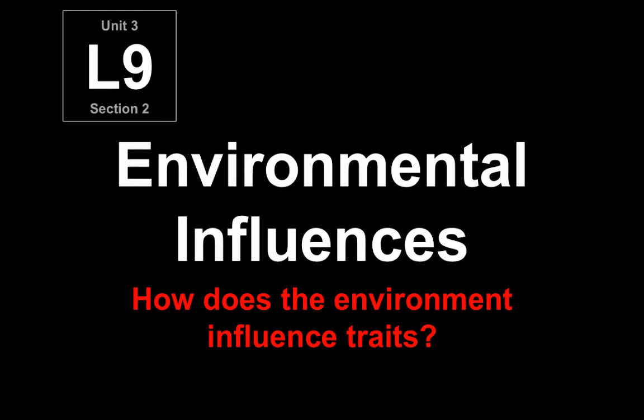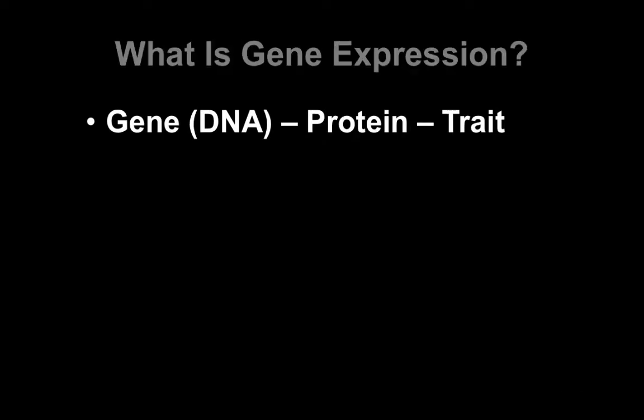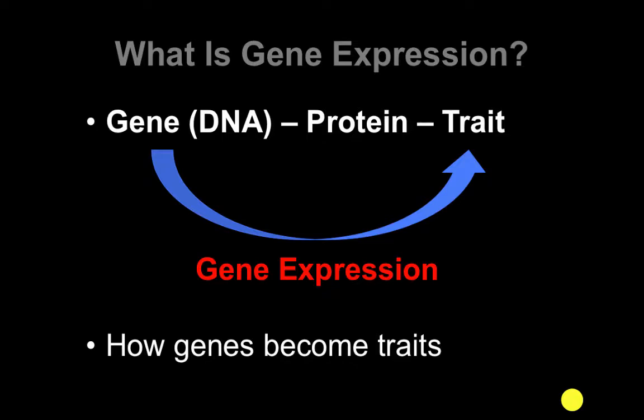In this video, we're going to look at how the environment influences traits. So as review, remember, DNA, protein, trait. And now we're going to look at this thing called gene expression, and that's simply how genes become traits. It's going to be a little more complicated than we've been saying. But how the DNA becomes a trait is how that gene has been expressed.